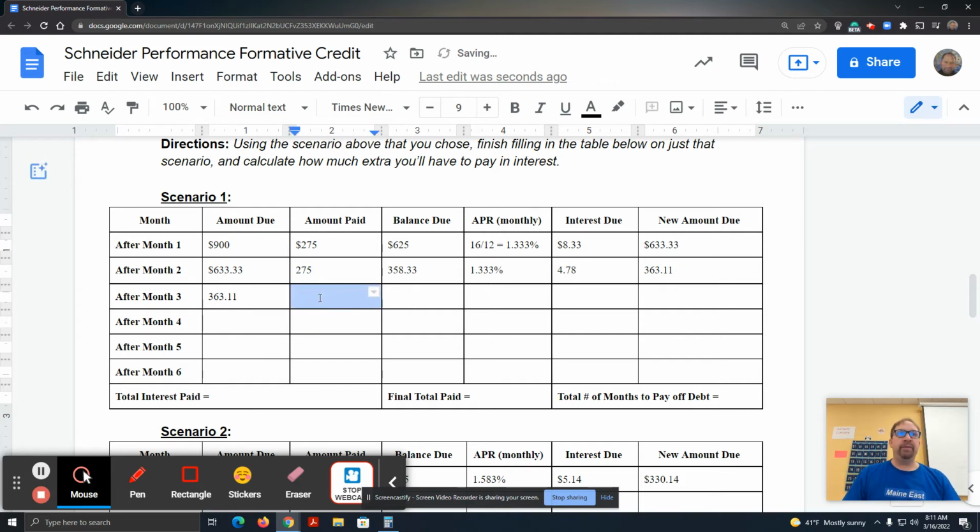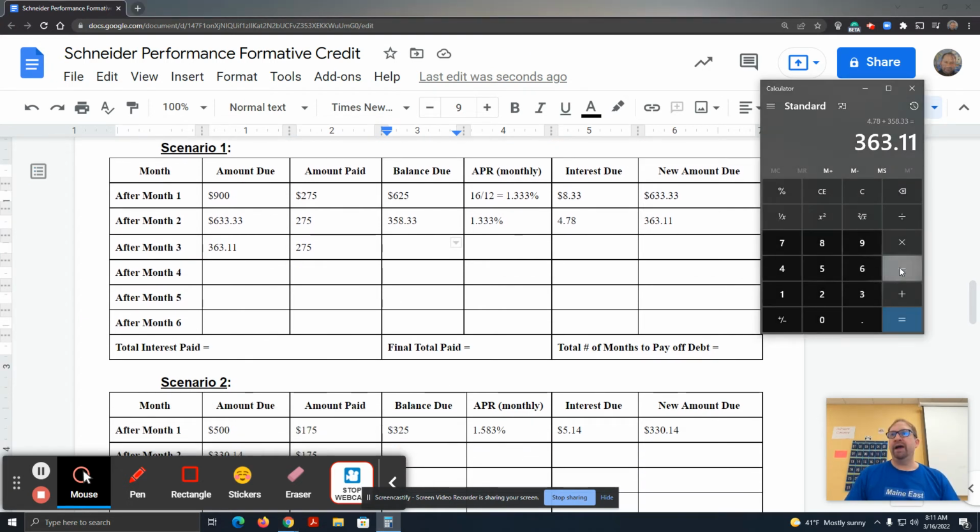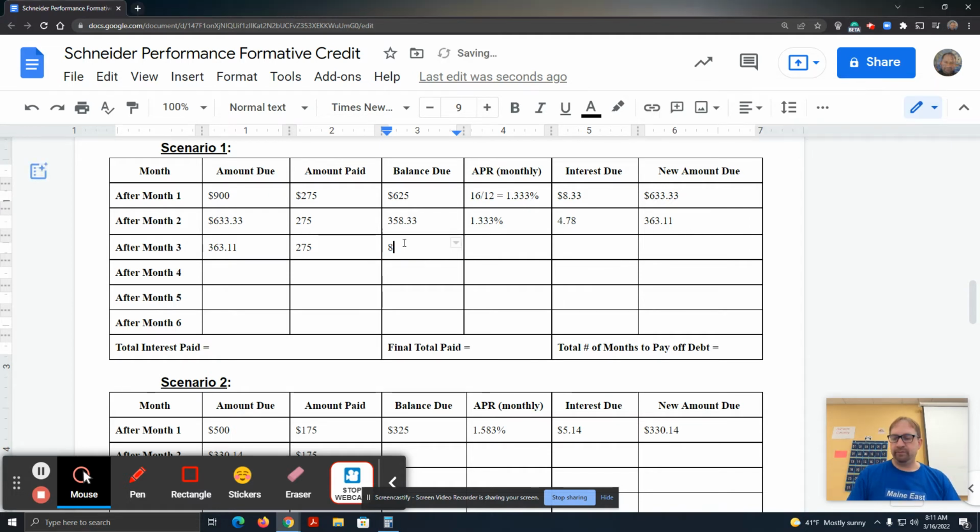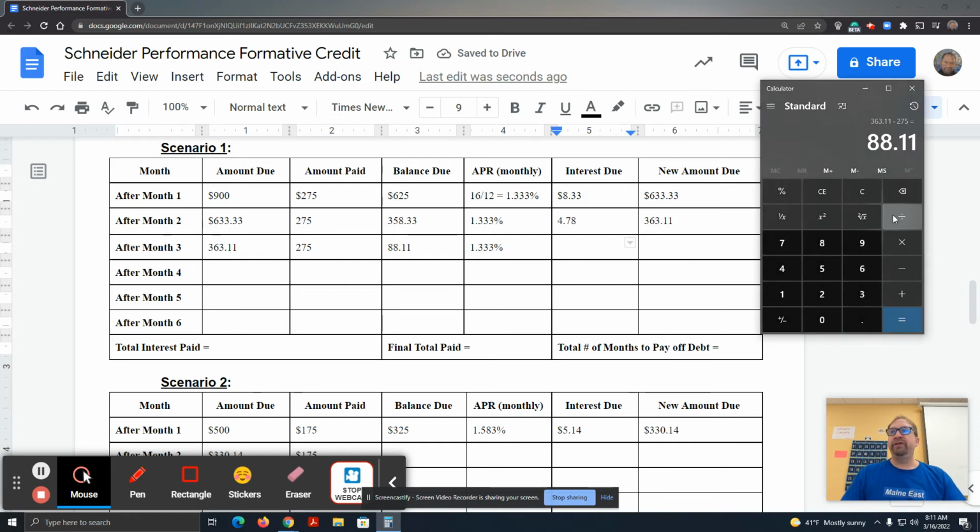All right, we make our payment of $275, which subtracts from our total debt. So minus 275 equals 88.11. So this is our remaining balance. Since we didn't pay it all off, here comes our interest charges, otherwise known as finance charges. And it's 1.333%. So now we need a dollar value. So we take 88.11, multiply it by the interest rate for the month, and we get $1.17.